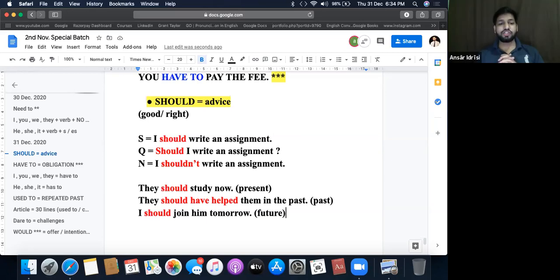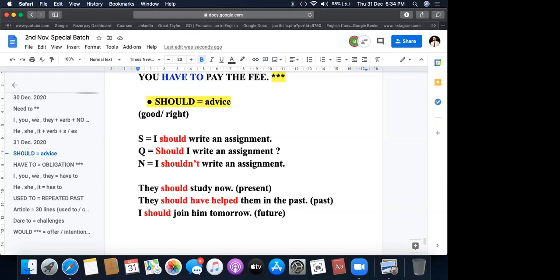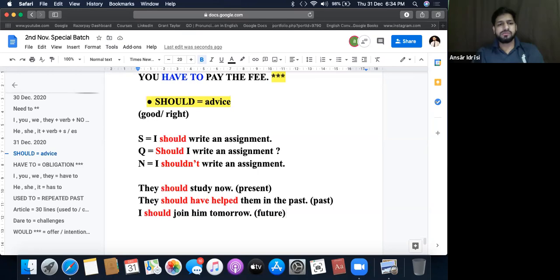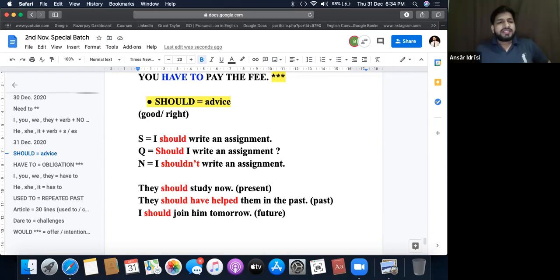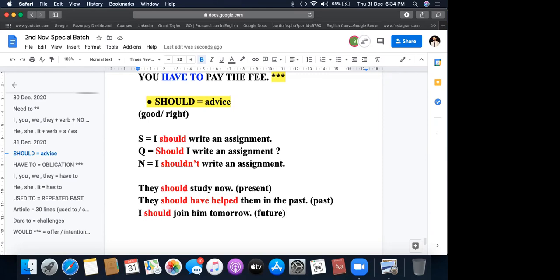And when do we use should? Guddu, in what tenses do we use should? Guddu? Yes, sir. Where are you? Are you with the maid? No, sir. Pay attention here. Now, in what tenses do we use should? Guddu?